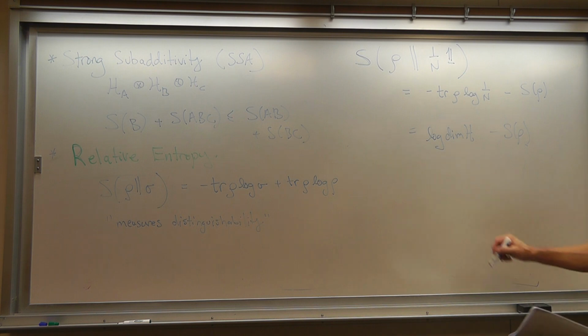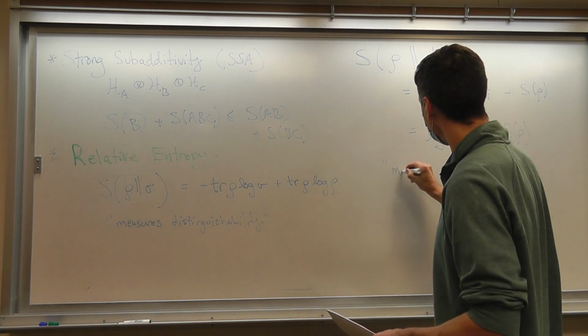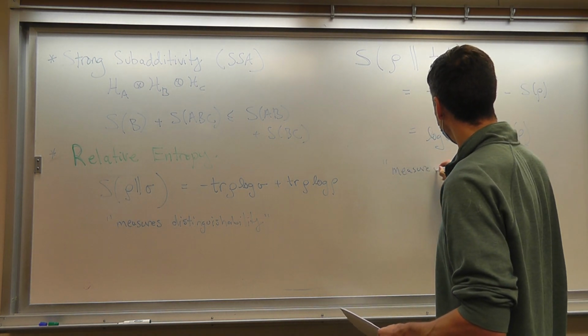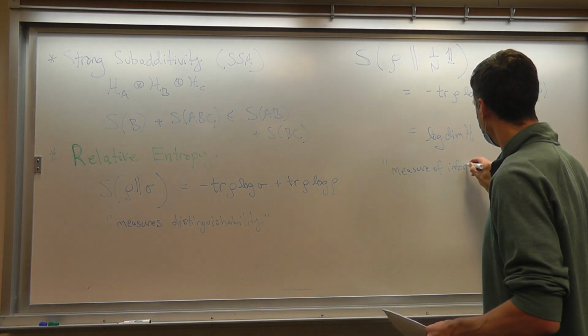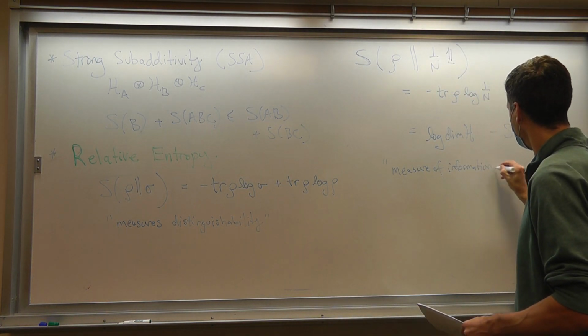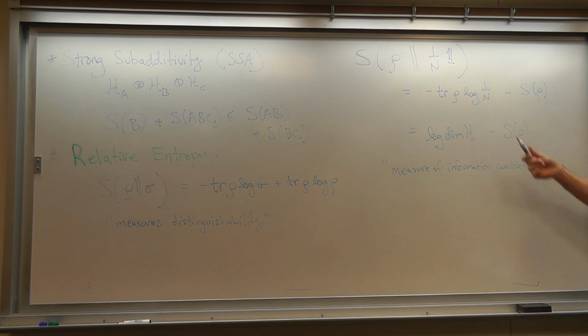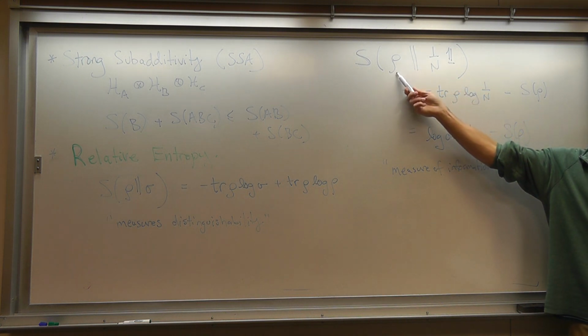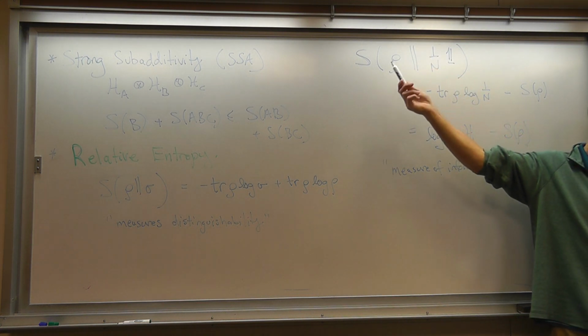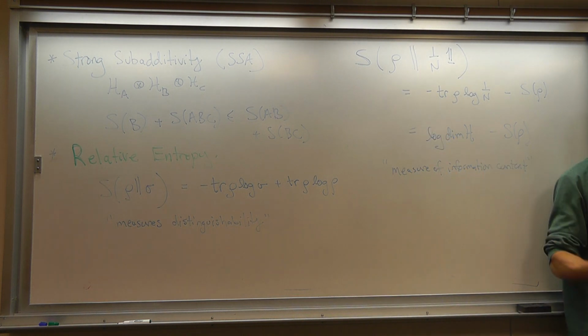And you should think of this as a measure of information content. Okay, the maximally mixed state has no information in it. It's just everything is completely mixed up. There's no information whatsoever. So the distance from the maximally mixed state in terms of relative entropy is like how much information you have in the state.